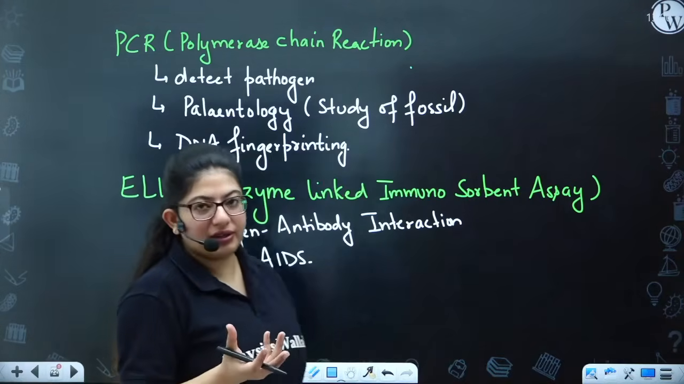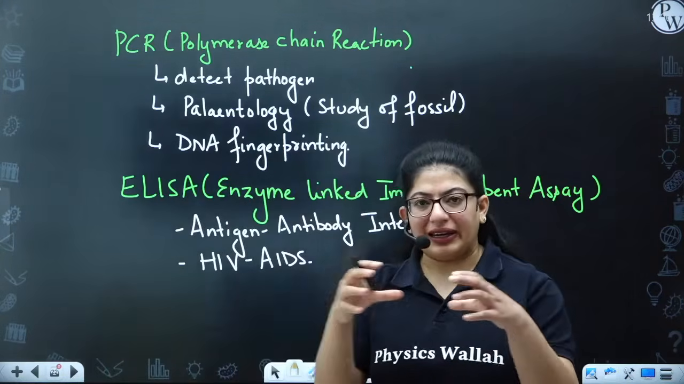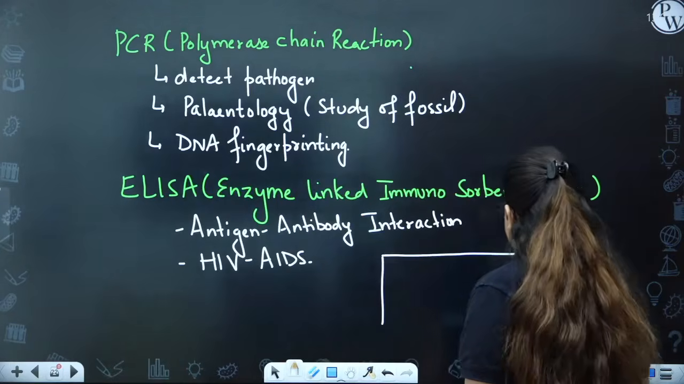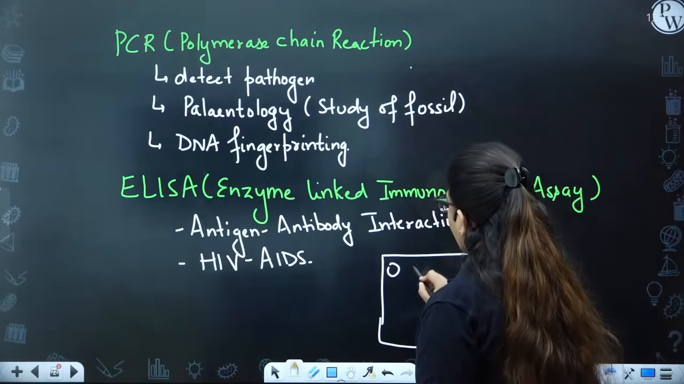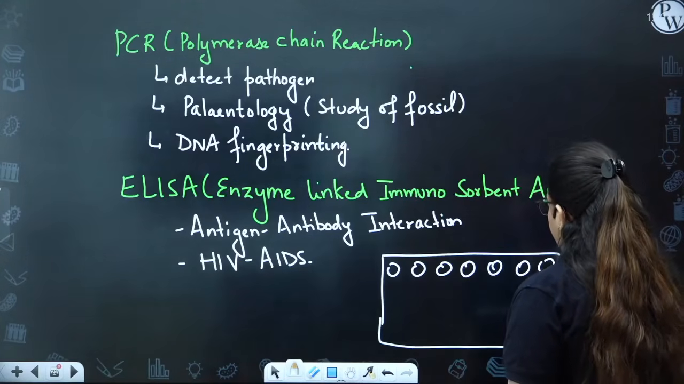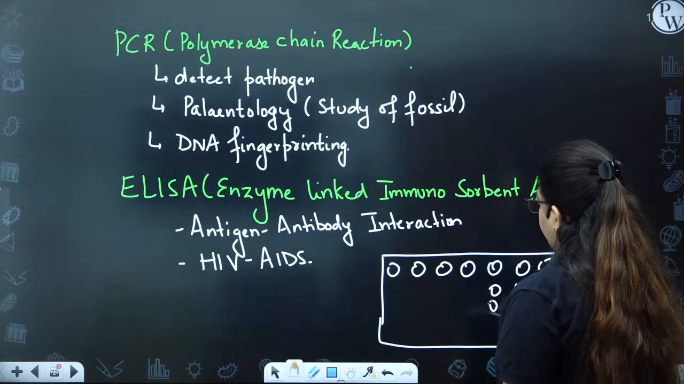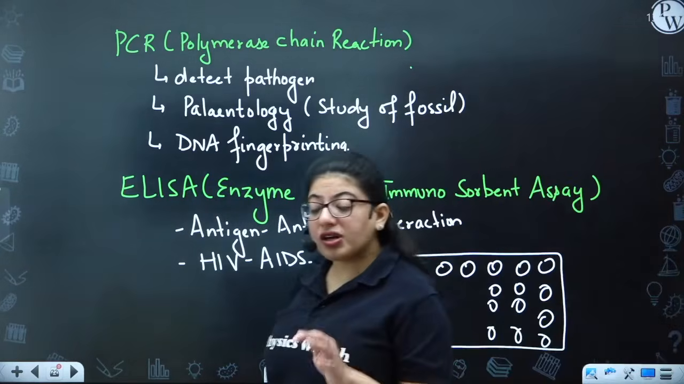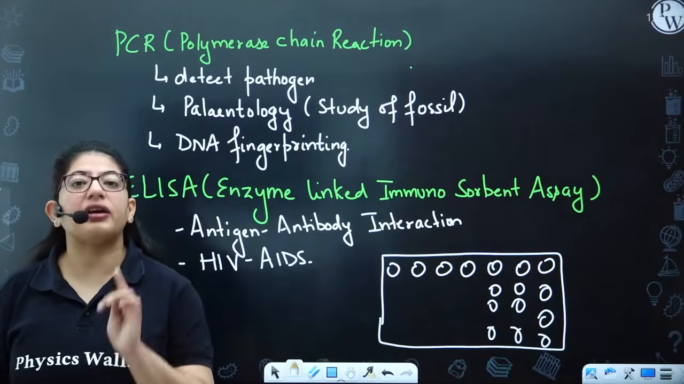So what we do here is, we have a plate. We have a big plate of 96 wells. Wells are these small holes, like these. They have a space. So in these wells, we put the sample, and we put a lot of sample because we want to guarantee the test.